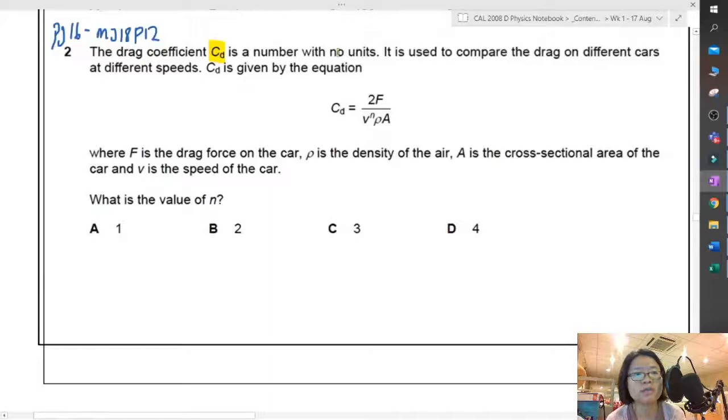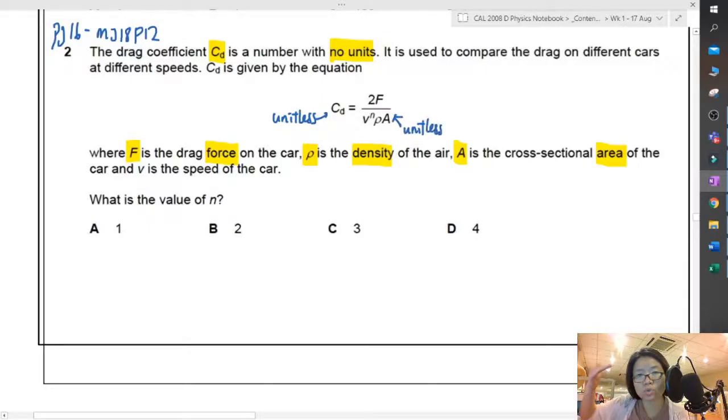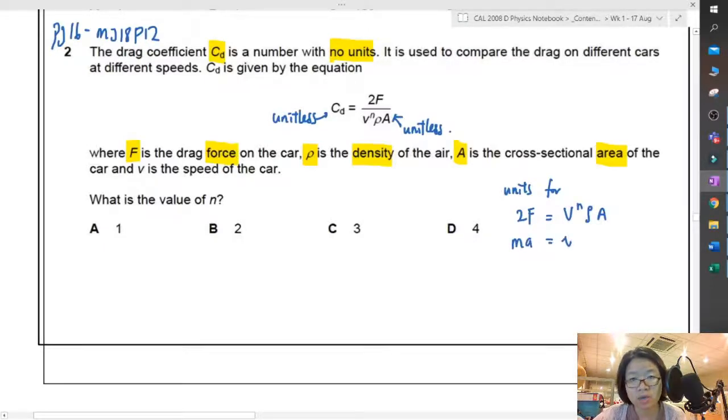This is page 16, MJ18 Paper 1-2. It says here that the drag coefficient has no unit. Okay, and then it gives this equation. So F is force, rho is density, A is area, and V is the speed of the car. So since they say CD is unitless, this means that the unit of the numerator divided by the unit of the denominator will be unitless, which means the unit for 2F must be equal to V to the power of n times rho times A. Okay, so you divide, you get 1, the unit must be the same.